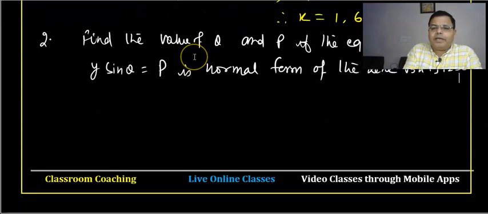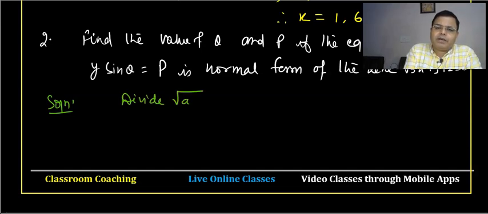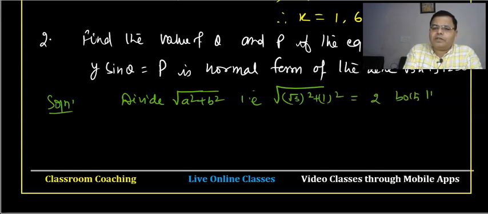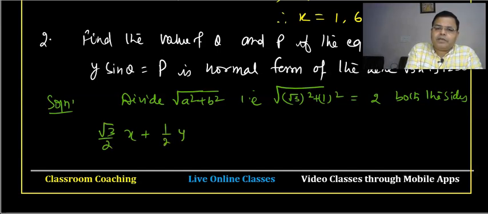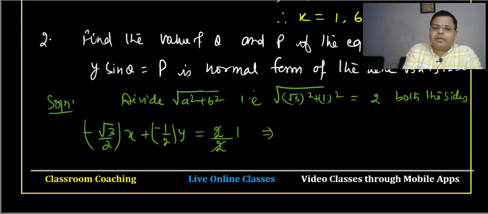So the solution can be written like this. We know the reduction of a general equation to normal form: divide by under root a square plus b square, that is under root 3 square plus 1 square, that is 2, both the sides. Therefore this would be root 3 by 2 x plus 1 by 2 y is equal to minus 2 upon 2, that is minus 1, because the constant is always taken as positive. So this will be minus root 3 by 2 x plus minus 1 by 2 y is equal to 1.